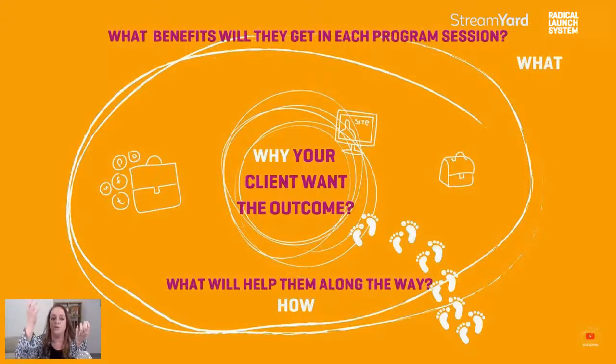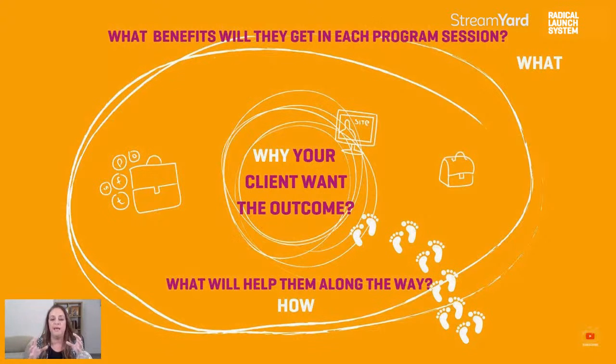And they want to be on the other side, achieving their results. So the other side is why your client wants the outcome. Now imagine a bridge that goes from A to Z, from point A to point Z. There's an imaginary bridge, and you're on top of that bridge. You're the one that is going to guide them.